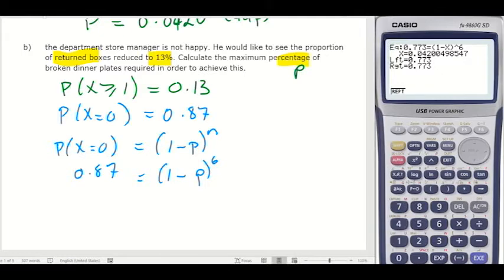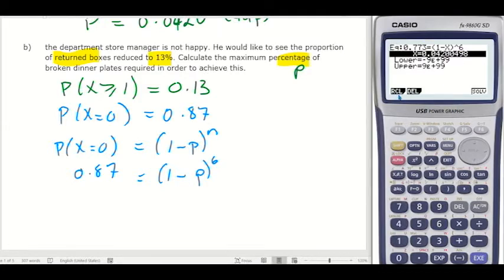So I'm going to go back to my solve it mode, and I'm going to just jump back out, and delete all of those formulas so that I can clear it out and start again. And now I'm going to type that in. 0.87 equals 1 minus capital X to the power of 6, and go off and solve it, and that gives us the p there.